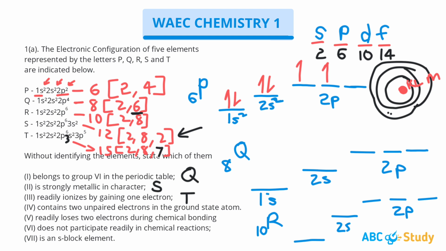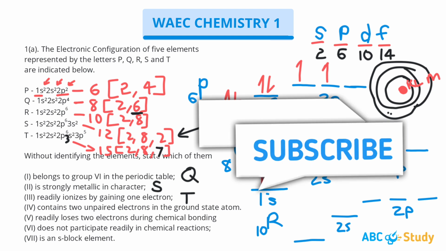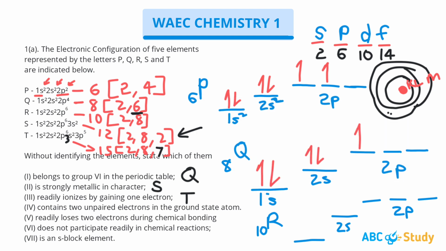Let me quickly do the Q as well. If you look at Q, it has 1s2, right? So the first spin, the second spin. Now the 2s as well. The first spin, the second spin. Now moving to 2p. 2p has 4 electrons, right? So first you give them one spin before you give them the second spin. So that will be 3. Then we have 4. So this one as well has just only 2 unpaired electrons, just like you can see here.